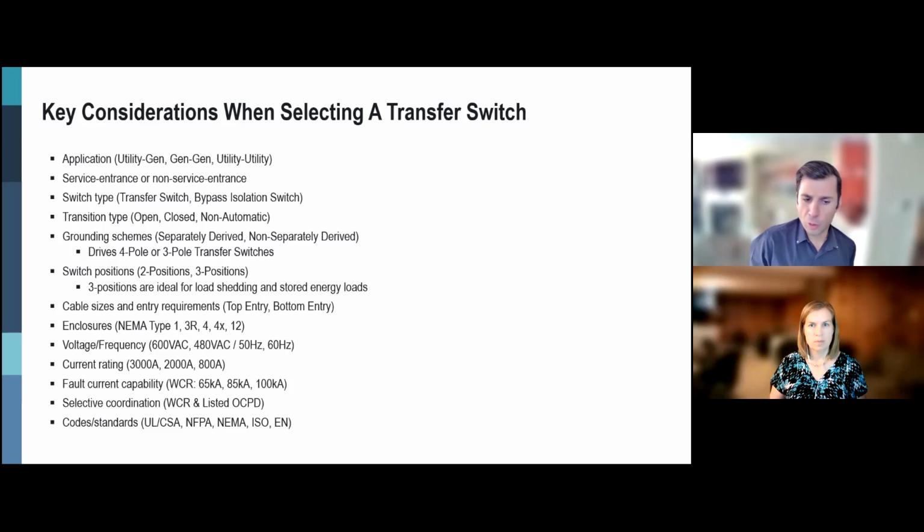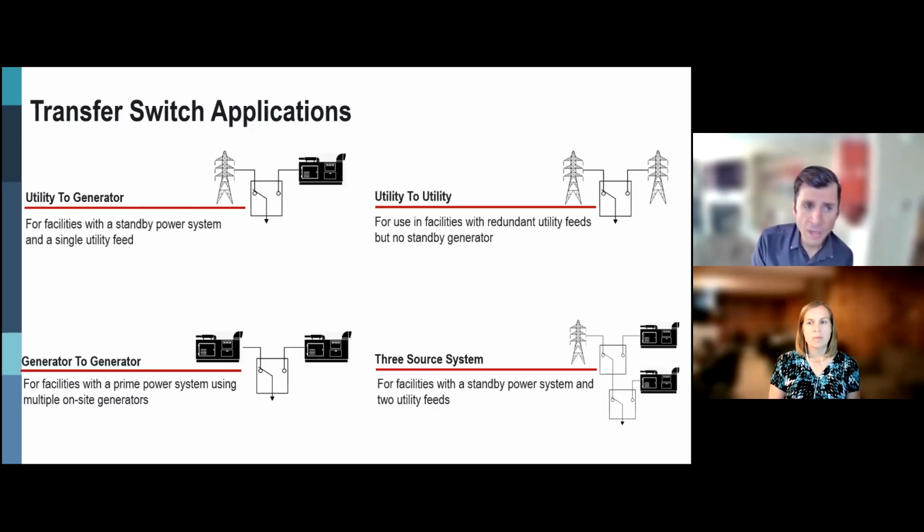There is also selective coordination, and for that, the WCR plays along with it, along with the circuit breaker that protects the transfer switch and the circuit breaker that is above the transfer switch. And obviously, probably one of the most important key considerations is also the codes and standards, and you probably start out with that, whether it's UL, CSA, NFPA, IBC, and OSHPD as well. So those are the key considerations that you want to look at when you're specifying a transfer switch.